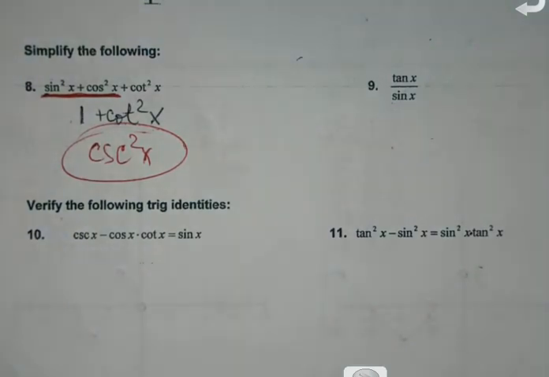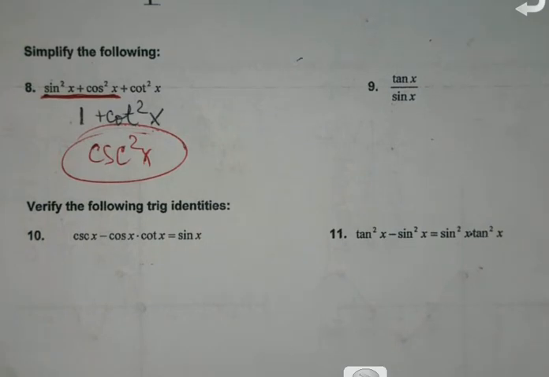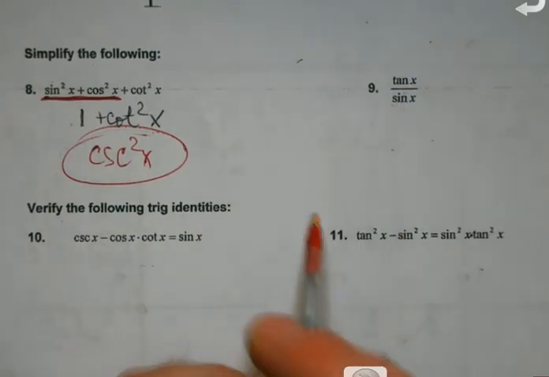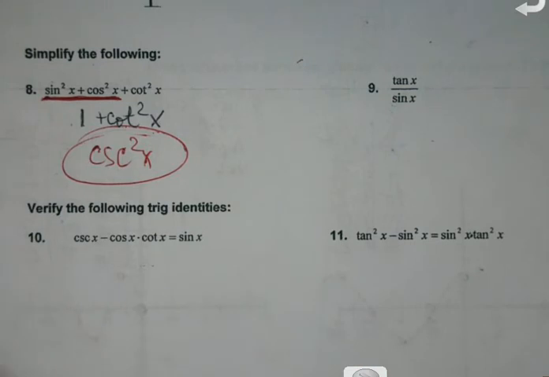Now, could I have gotten there if I changed sine squared and cosine squared into 1 minus their other pieces? Yes, but it would take quite a while to get there. So look at your initial problem to see, is there some sort of identity I can use right away to kind of cut middle pieces out? Now, sometimes there won't be. Tangent over sine. I'm like, yeah, there's not really anything here that's going to help me.